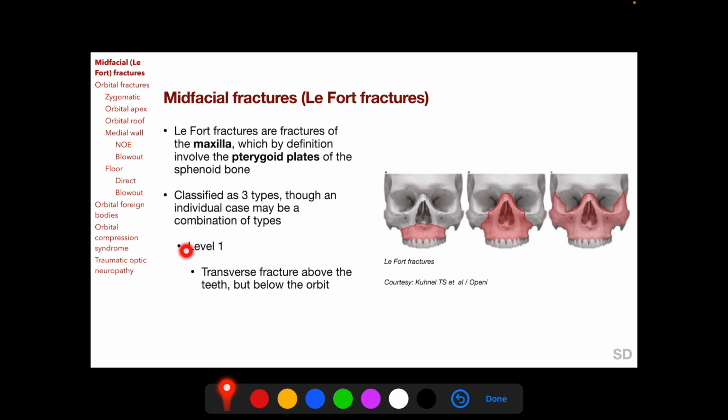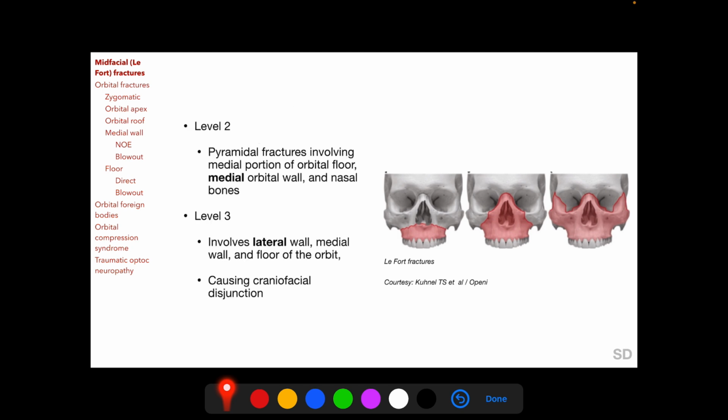So in a level 1 fracture, there is a transverse fracture line above the teeth but below the orbit. So a level 1 midfacial fracture does not involve the orbits. In level 2 midfacial fracture, there is a pyramidal fracture line involving the medial portion of the orbital floor, the medial orbital wall and the nasal bones.